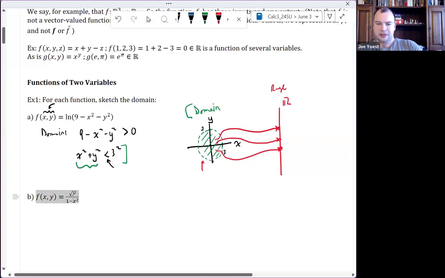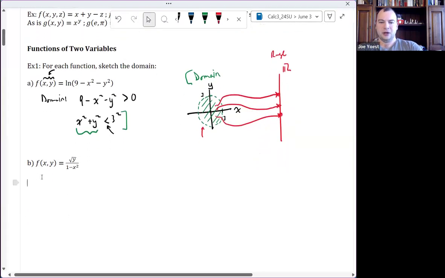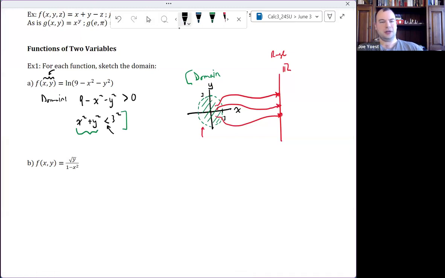Okay, so what about part B here? Well, I see that my function of x and y is the square root of y over 1 minus x squared. So I see I have two potential problem points. I can't take the square root of a negative number. Note that I can take the square root of 0 just fine. The square root of 0 is just 0. So we can include y equals 0. That's not a problem. If we had 1 over root y, that might be a problem. Or if we had natural log of y, we wouldn't want to plug a 0 in there either. But with the square root of y in the numerator, we can include 0. So I need y bigger than or equal to 0. That's the only potential problem that I see for y.